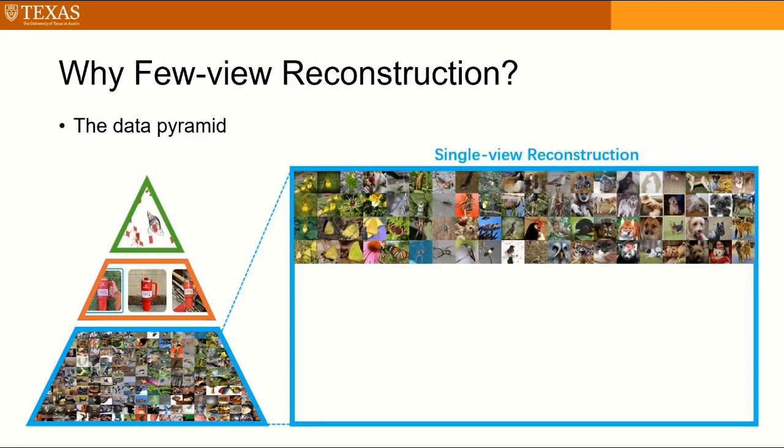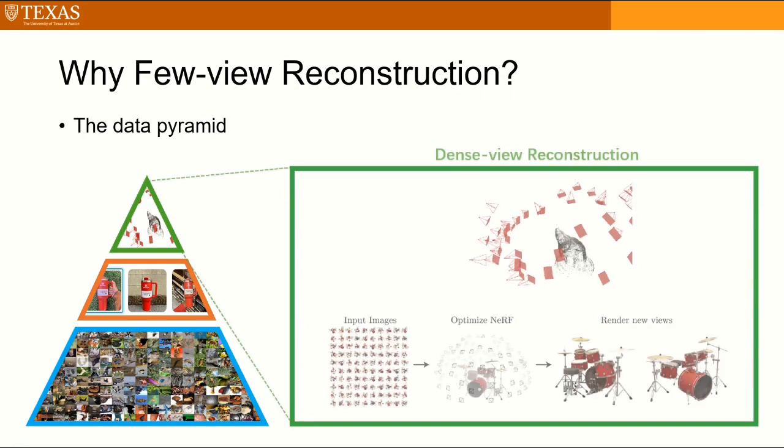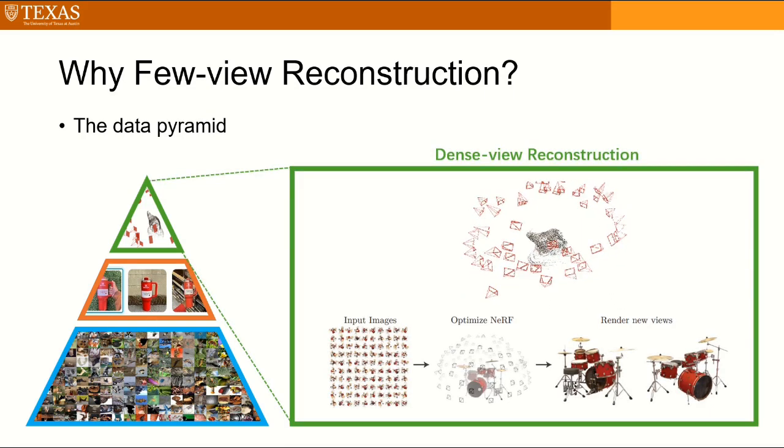For single view reconstruction, we can easily get a large amount of data, which can be scaled. However, they are usually low quality with occlusions and low resolutions. Moreover, the problem is ill-posed, where the unobservable part of the objects limits the reconstruction quality. For dense view reconstruction, the data collection is hard to scale.